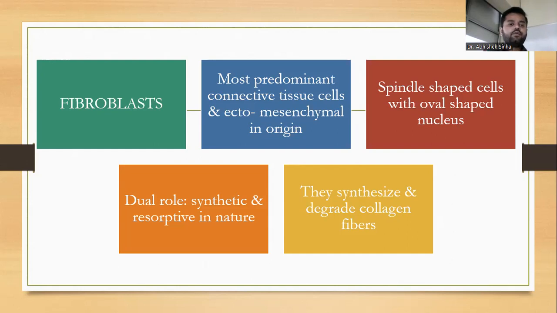As I've already mentioned, fibroblasts have a dual role. They have a synthetic as well as a resorptive role. That means it is a formative as well as a resorptive element in your tissue. See, break the word itself: blast means synthesizing cells, and fibro means fibers. So they are synthesizing collagen fibers. They're synthesizing and degrading, because fibroblasts have a dual role. So it is synthesizing as well as degrading the collagen fibers.